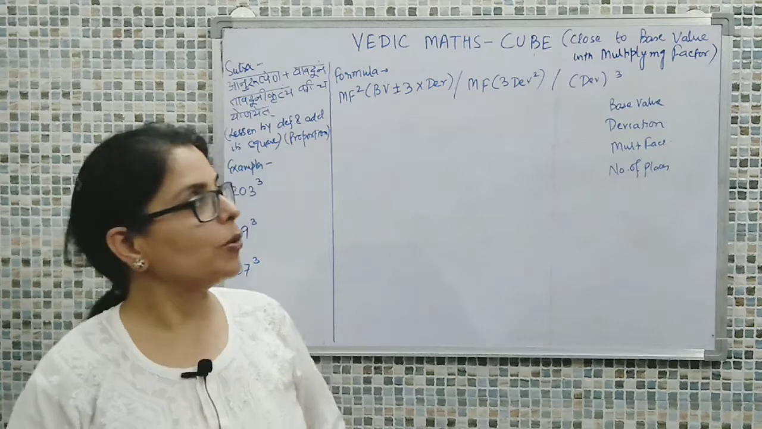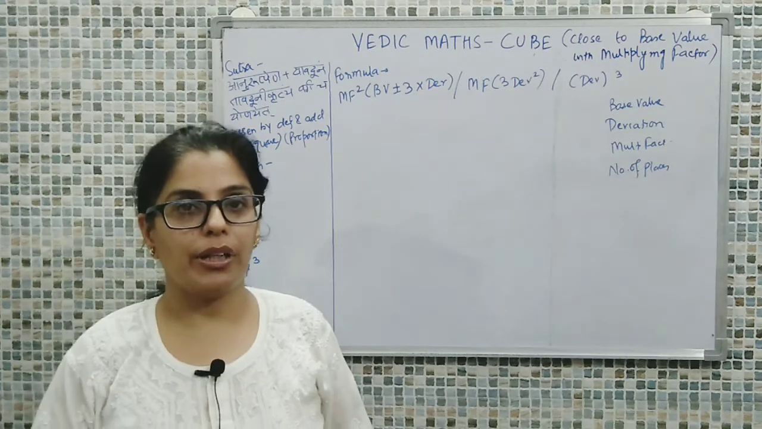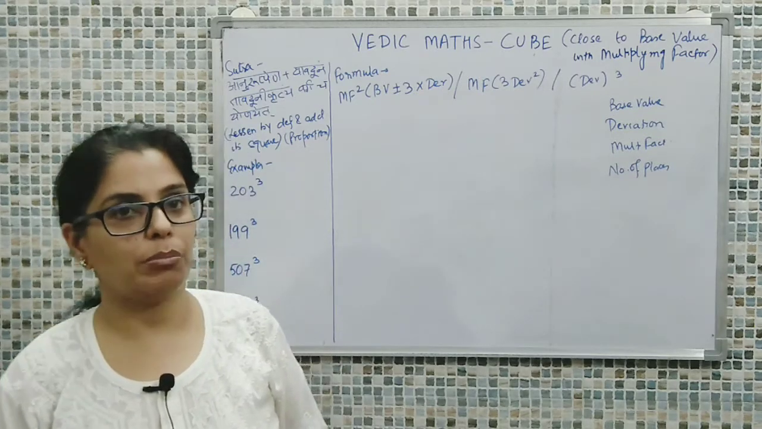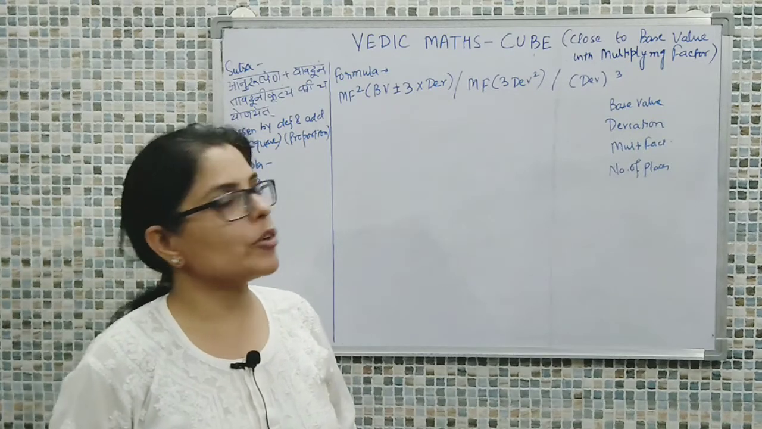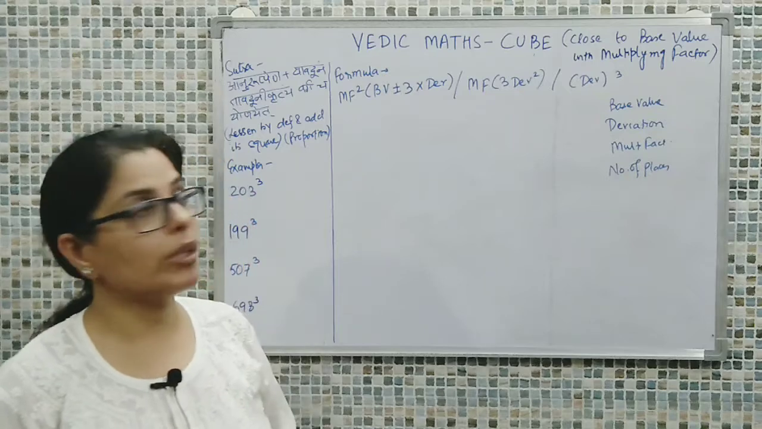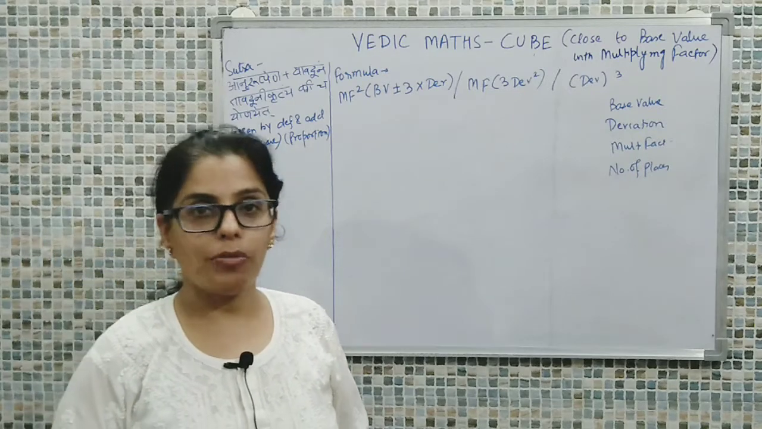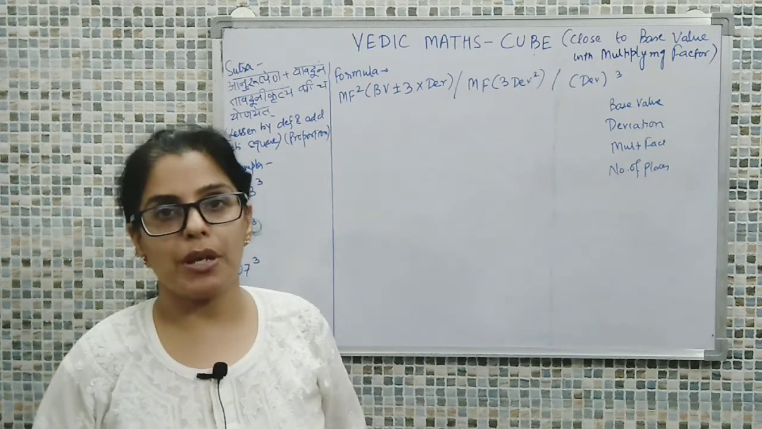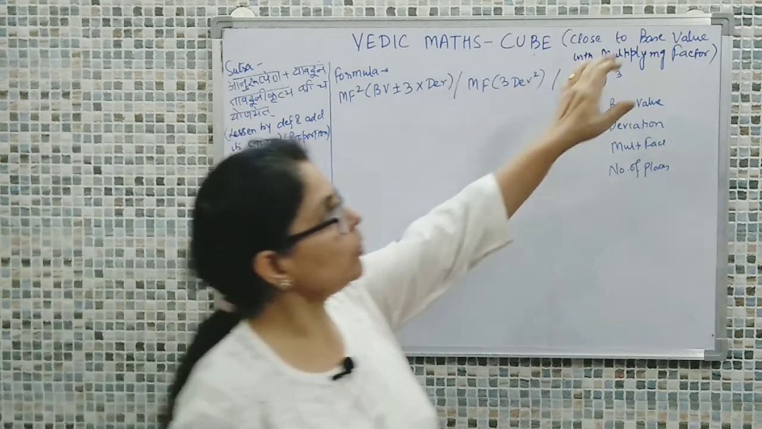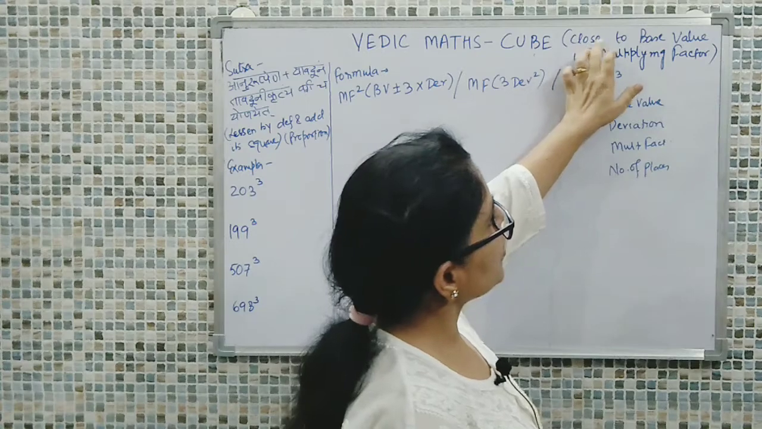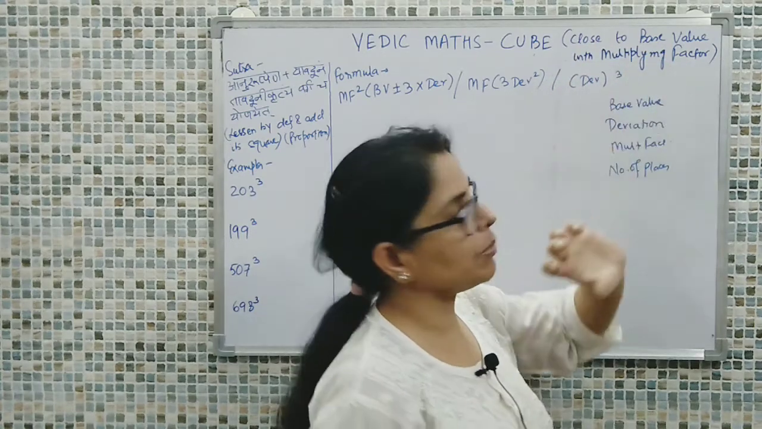Hello viewers, today we will be talking about calculating the cube of a number using the concept of Vedic maths. Earlier, in the previous video, we talked about calculating the cube of a value which was close to a base value. Now, extending that discussion, today we will be talking about calculating the cube of a value which is close to the base value with the multiplying factor.